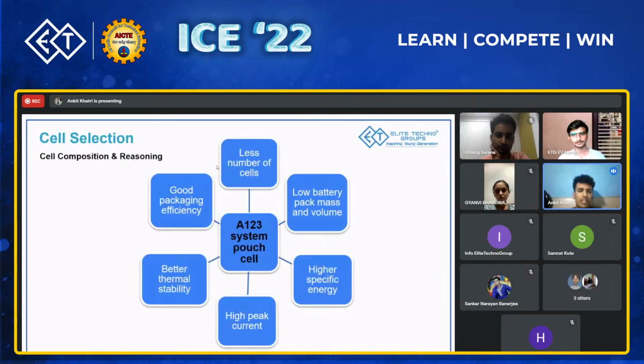Why did we select this type of cell? Because fewer cells are required, and pouch cells have good packing efficiency. They also give a high peak current. Their battery mass and volume are also low. They have high specific energy and good thermal stability.